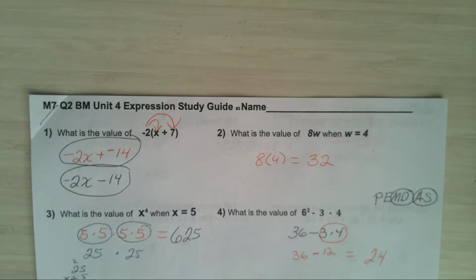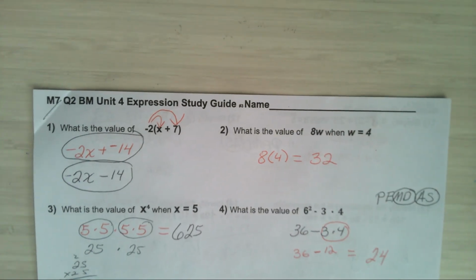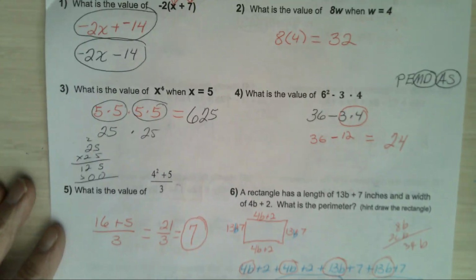Okay, problem number 1. What is the value of -2 times x plus 7? You use the distributive property and you'll end up with -2x plus -14 or -2x minus 14. They both say the same thing. Now, let's look at problem number 2. What is the value of 8 times w when w is 4? 32. These are very simple. But sometimes when you throw in a negative sign, they are a little tricky.